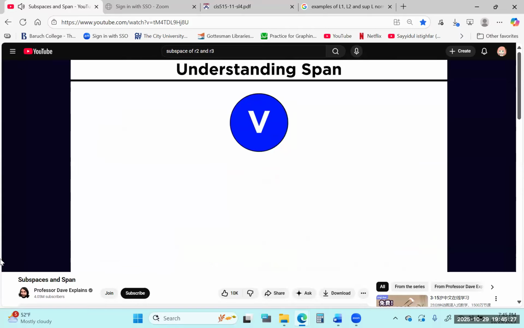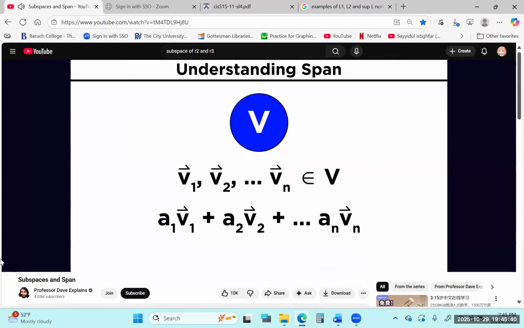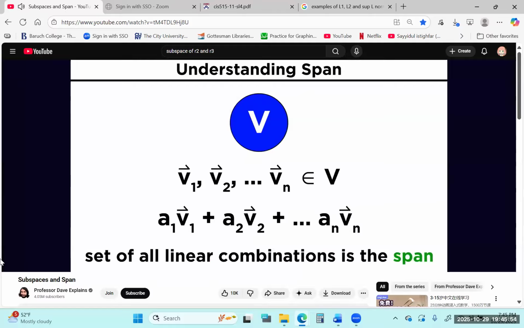Before going further, it's important to introduce a few more concepts. Once again, let's say we have a vector space V and a number of elements of V, which we can call V1, V2, all the way to Vn. Any sum of these elements multiplied by some scalars, which we can represent as A1 V1 plus A2 V2 and so on, up to An Vn, is called a linear combination. The set of all possible linear combinations of these elements is called their span.